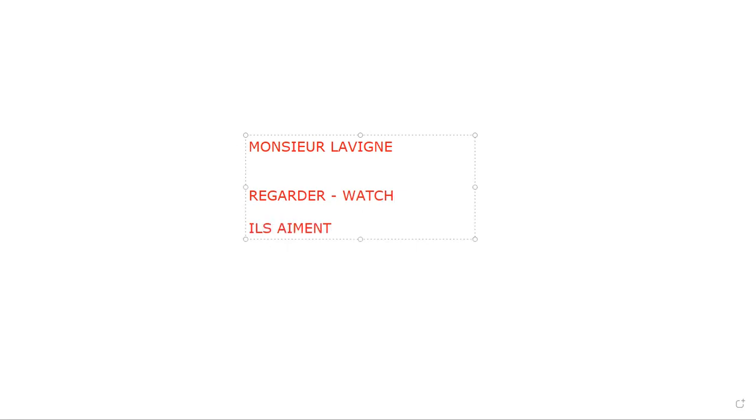Now, Monsieur is Mister. Monsieur Lavin. Lavin is the name of the person. They like to watch. To watch is regarder. Regarder is to watch. How can we write they like to watch? They like: ils aiment. Ils aiment regarder. Regarder la télévision. The television. Regarder is a full verb. One will conjugate and one would be a full verb, one would not. So, ils aiment regarder la télévision. Clear? Ils aiment regarder la télévision.